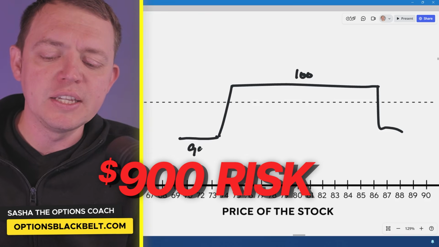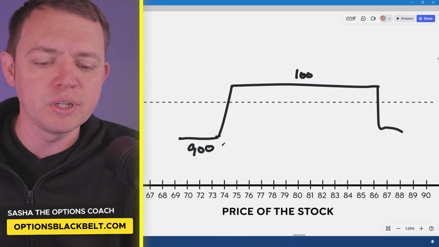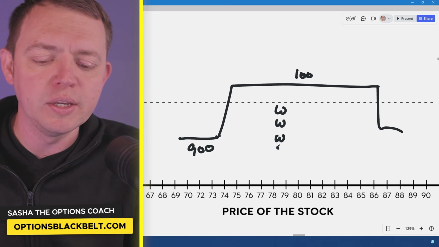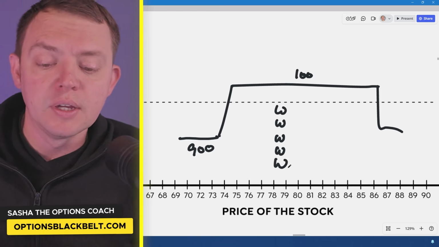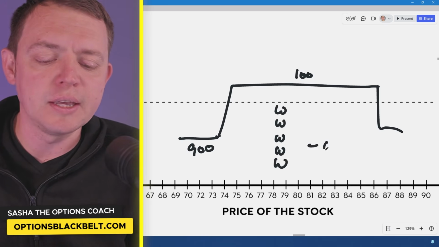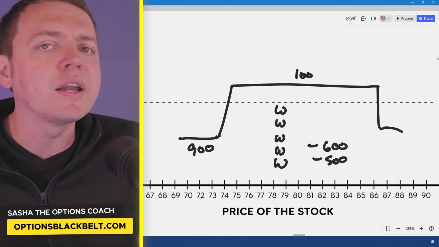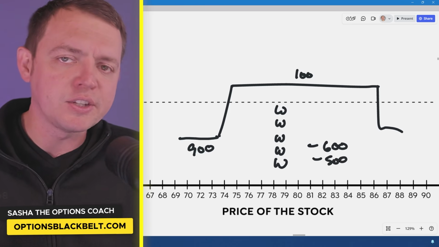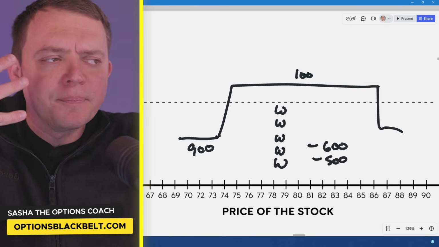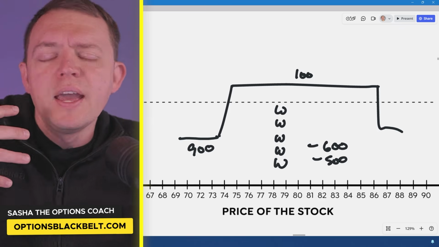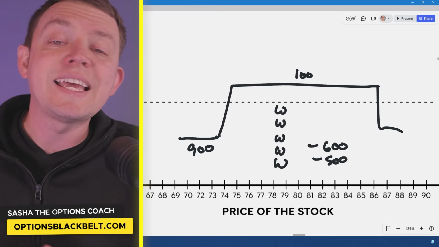Well, you might be risking $900 on this iron condor. So again, you might be winning often, but then you lose, let's say, $600 or $500. So it takes away a lot of those wins, and sometimes that can be detrimental. What happens is people get deflated and then they start trading poorly, or they start stacking up contracts.